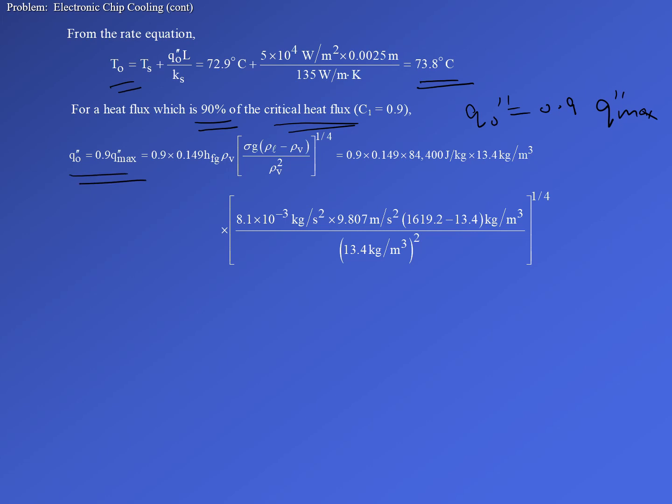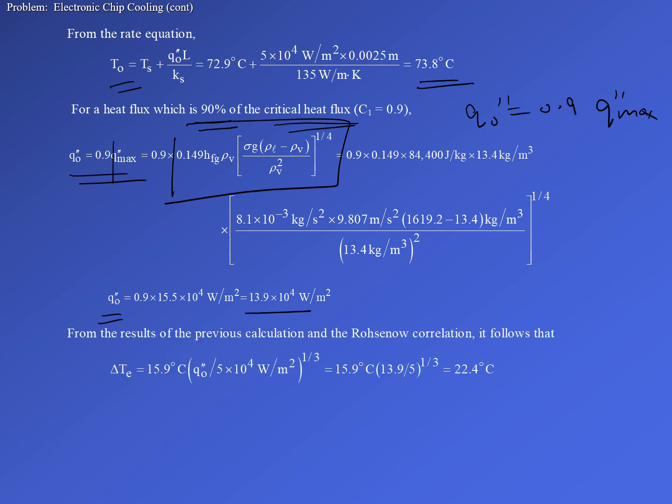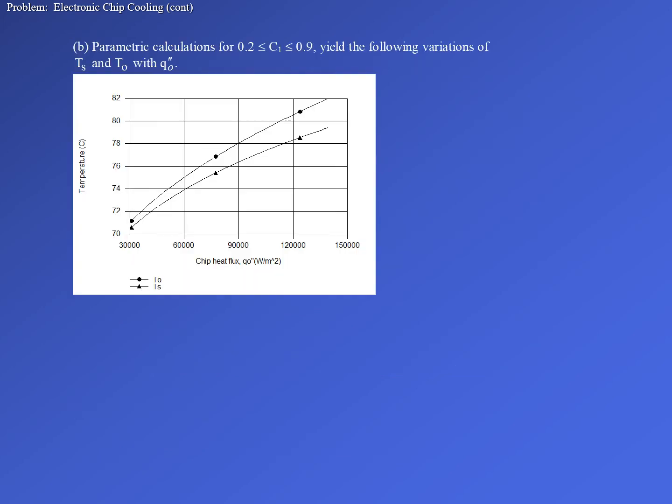And remember, there was a correlation to calculate Q double prime max as well, which is this. So we can put the numbers in, and that gives us a Q naught double prime of 13.9 times 10 to the power of 4 watts per meter square in this case. So again we can use the same ideas as we did earlier, and this results in a bottom temperature of the semiconductor of 82 degrees centigrade, which is around 9 degrees more than what we got in the last case.